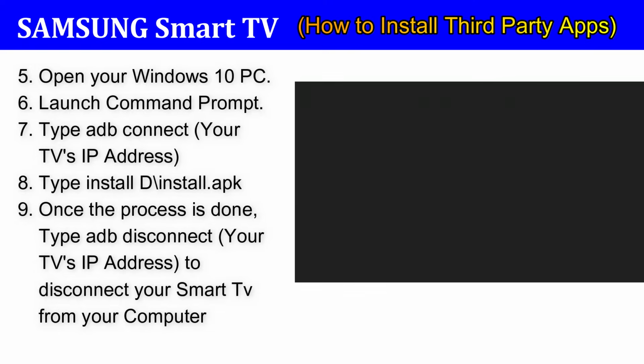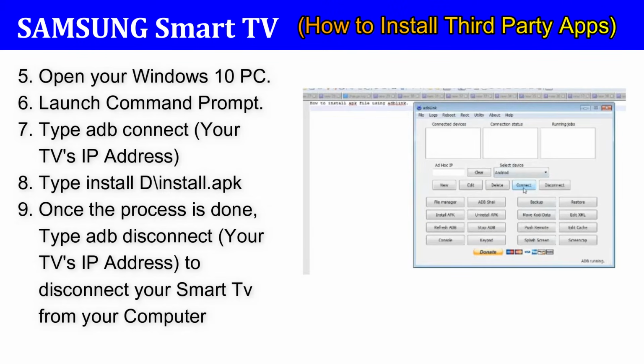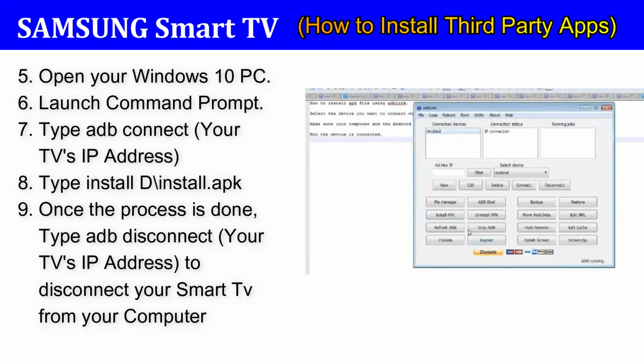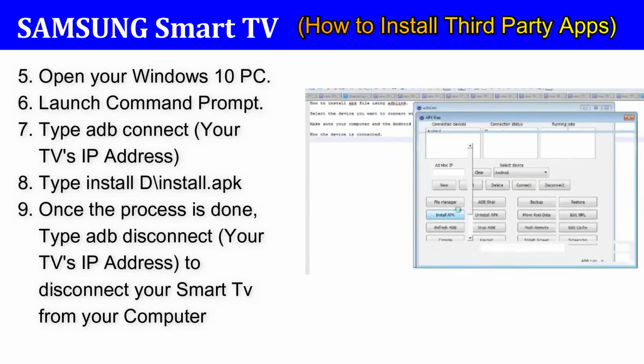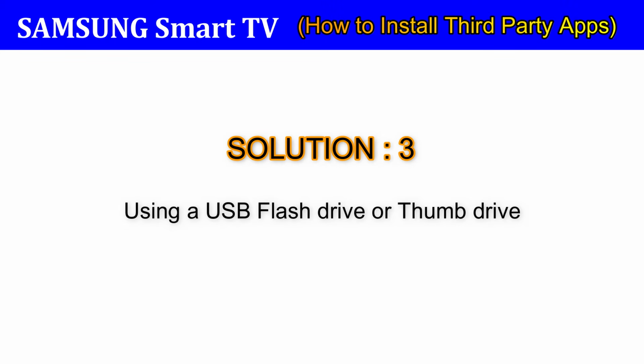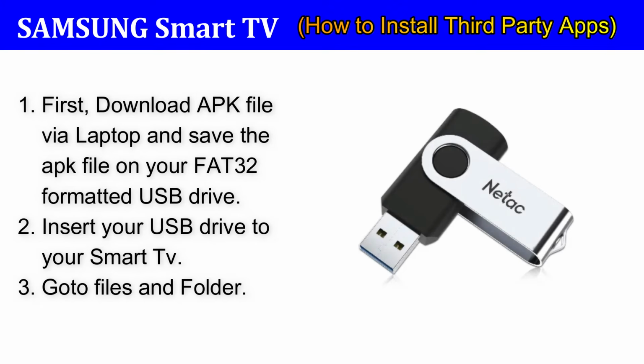Now open your Windows 10 PC, launch command prompt, type adb connect, space, your TV's IP address, then type install.apk. Once the process is done, type adb, space, disconnect, space, your TV's IP address to disconnect your Smart TV from your computer. Solution number 3, viewers, is using a USB flash drive or thumb drive.